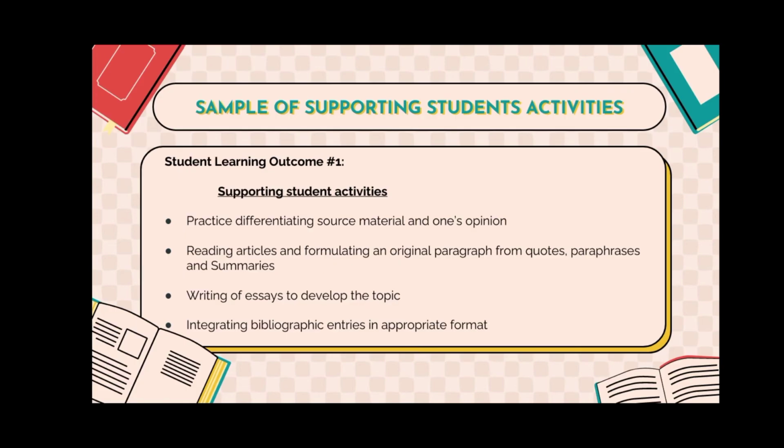And now let us move on to another topic, which is the sample of supporting student activities. So for the student learning outcome number 1, we have supporting student activities. Number 1 is practice differentiating source material and one's opinion. Second is we have reading articles and formulating an original paragraph from quotes, paraphrases, and summaries. And writing of essays to develop the topic.